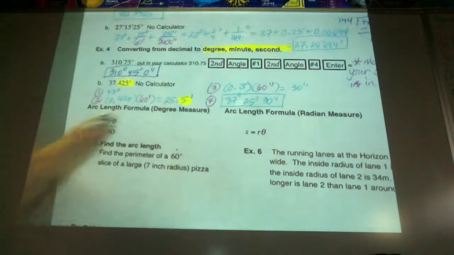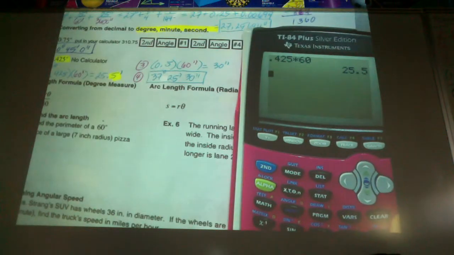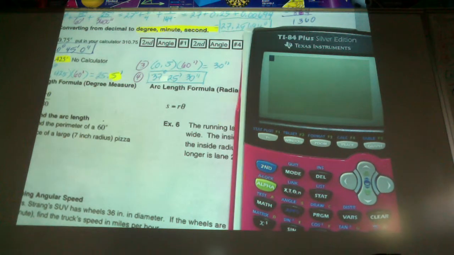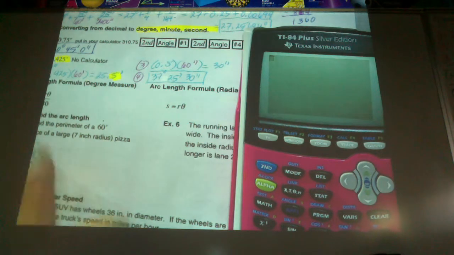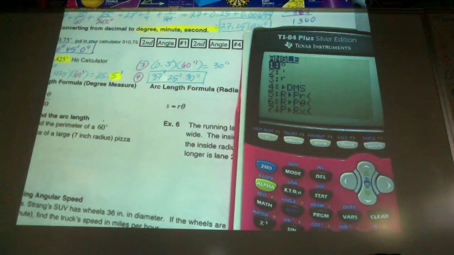So now, don't be packing up. Let's do that in our calculator and see if we get the same answer. Again, making sure your calculator mode is in degrees, I'm going to put in 37.425. You've got to change it to degrees, so hit second apps, degrees.